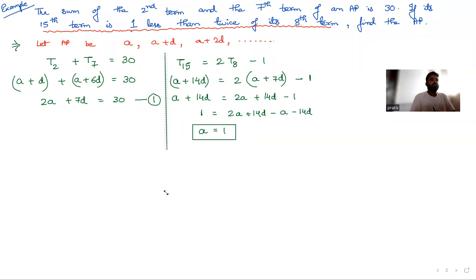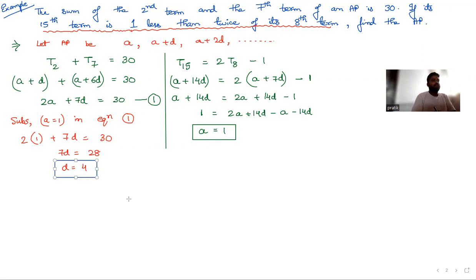So I'll go to my first equation, over here, and I'll substitute the value, that is substituting a equals 1 in equation 1. So this is basically 2 into 1 plus 7d equals 30. So 7d is equal to 28 and d is equal to 28 by 7, which is nothing but 4. 7 4s are 28. So you have your a, you have your d.